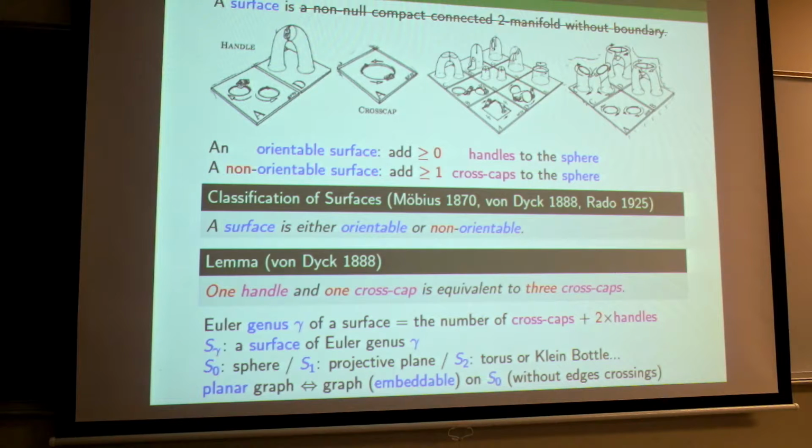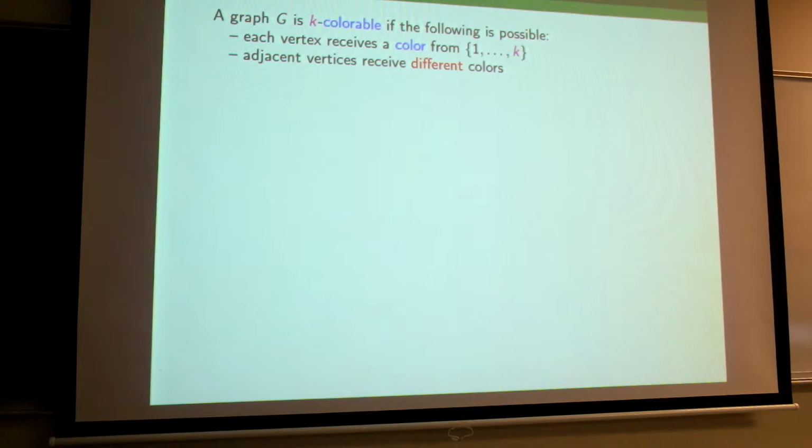So when I say S sub gamma, in general, there are many, many surfaces that will correspond to this S sub gamma, but I don't care which one is which. I just care about which gamma it is, what the Euler genus is. So this is what a surface is. And now I'll talk about improper coloring.